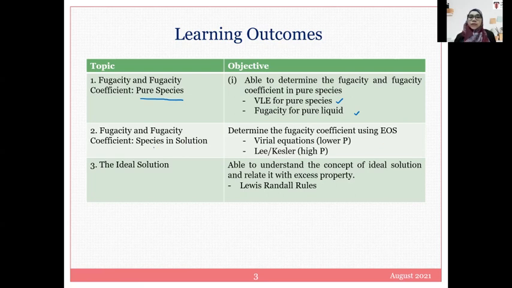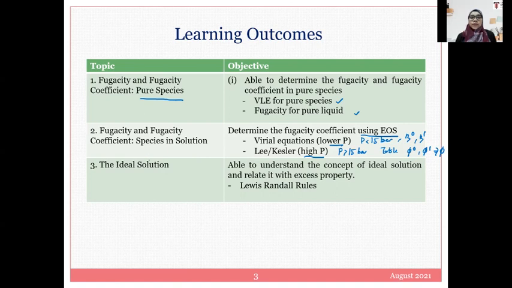In determining the fugacity of the species in the solution, we are going to use an equation of state. We refer to the value of pressure given in the problem. If we have lower pressure, less than 15 bar, you can use the Virial equation that introduces the constants B, B prime and B naught. And you may refer to the Lee-Kessler correlation if the pressure is higher than 15 bar. That means you need to refer to the reference table to determine the fugacity coefficients phi naught and phi one, which give you the value of fugacity of the species in the solution.